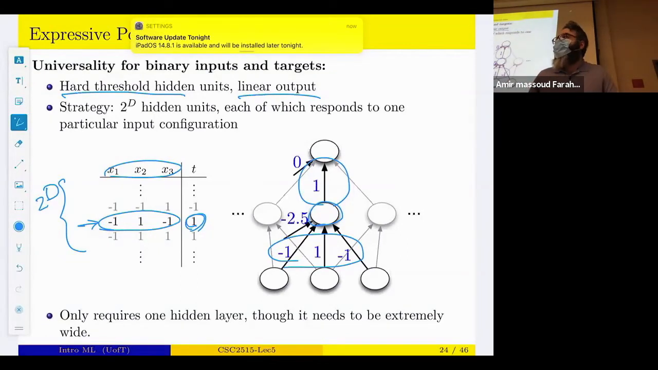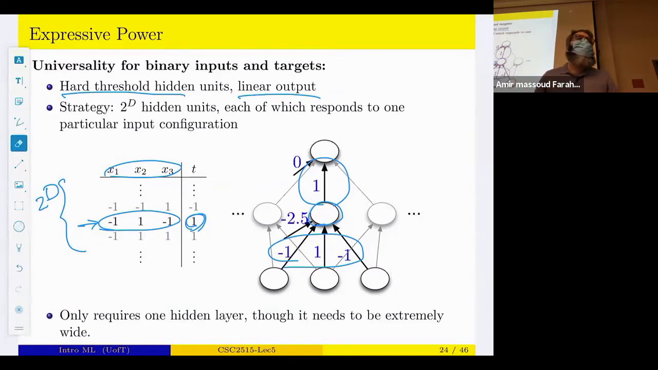But this is another strategy that you can always use: 2 to the power of d number of units in order to represent any d-dimensional binary function. The catch, again, as I mentioned a few minutes ago, is that the number of units becomes very large. So 2 to the power of d, if d is 3, that's okay. But if d is like 20, 30, that would be many units.